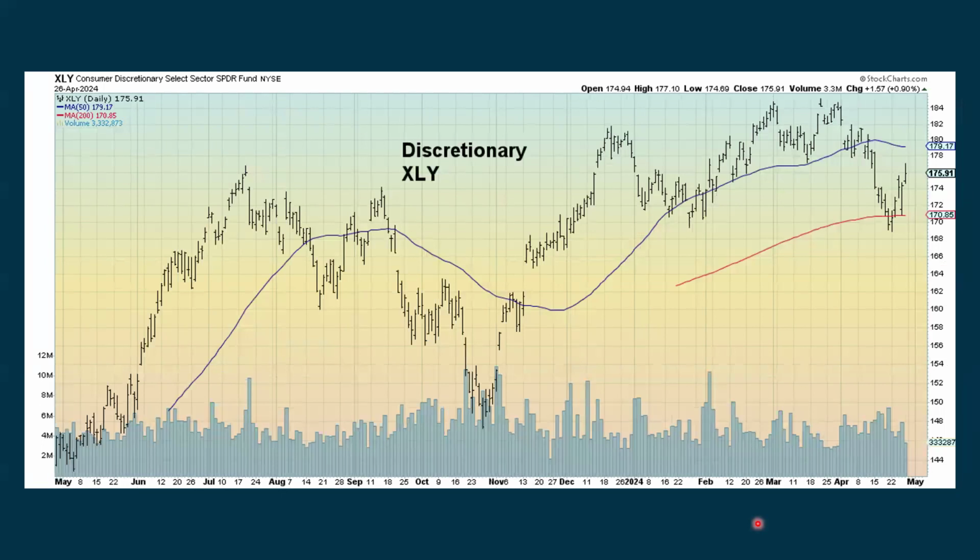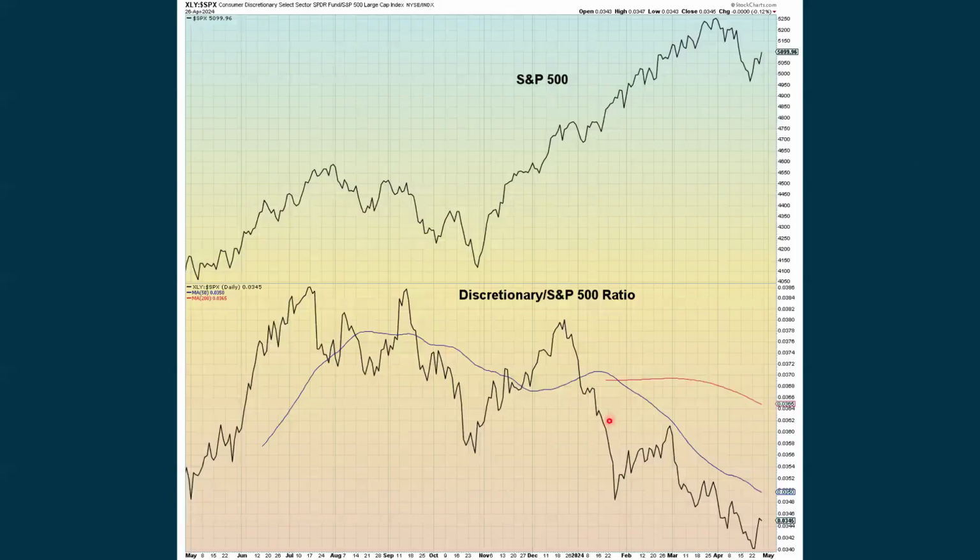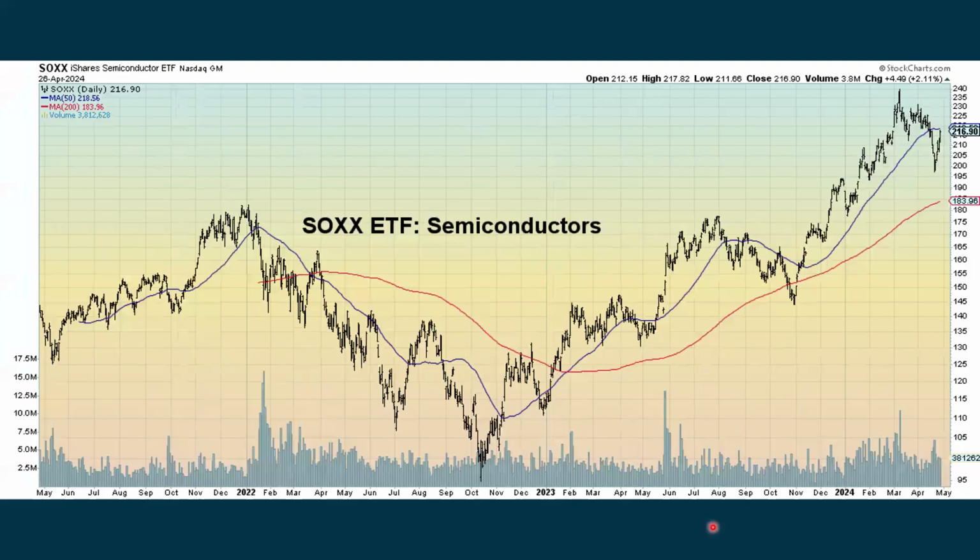Discretionary, these are the things that make life fun. This continues to be in an uptrend. It came all the way down to its 200-day moving average, found some support here, and has been bouncing back up. But it continues to underperform when compared to the rest of the S&P. Now, earlier in 2023, this was a stronger performing area and was really giving some strength to the market. The fact that this is lagging behind has been putting some pressure on the market.